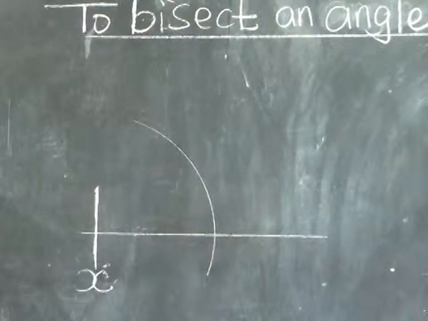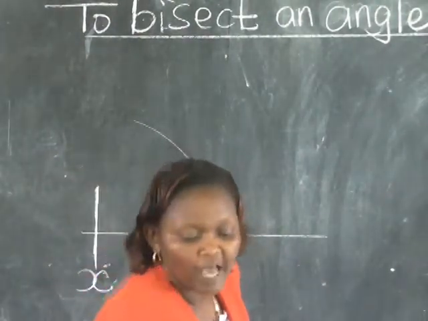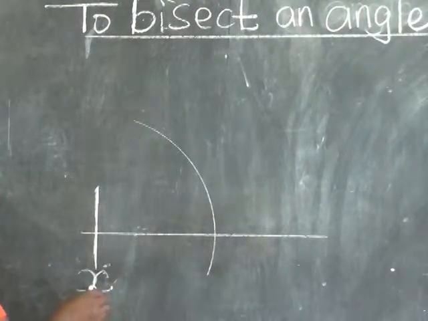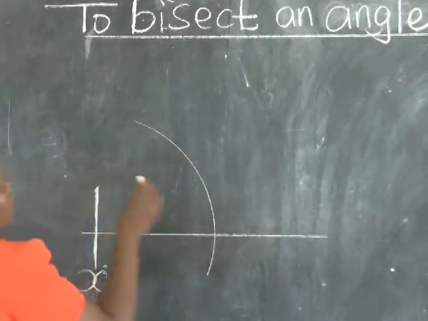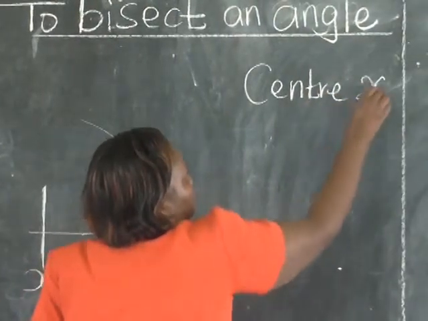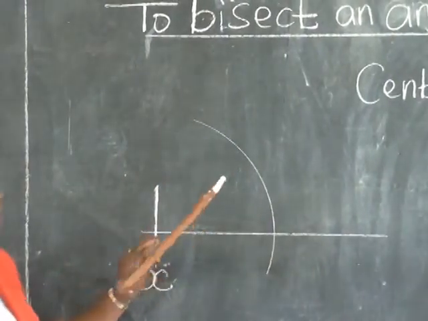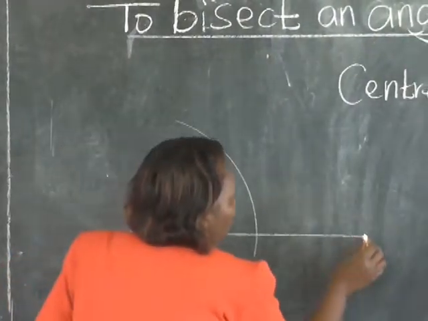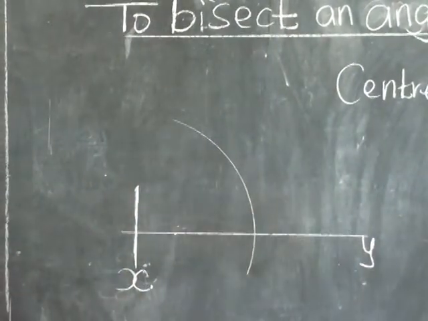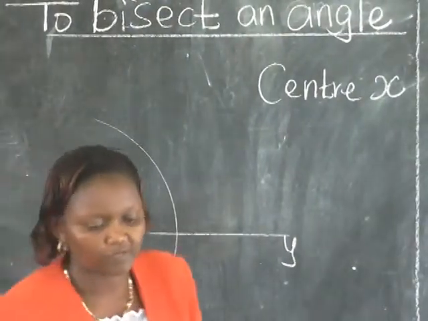I have drawn my arc from point X, and having drawn your line, you have a point A. You have a point X here, which will be your center. Your center will be at point X. You have drawn an arc there, and you can also write this to be your point Y. Good. I can see that most of you have drawn that.